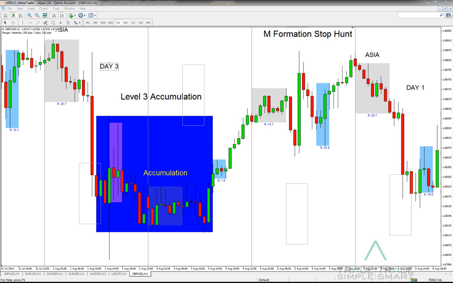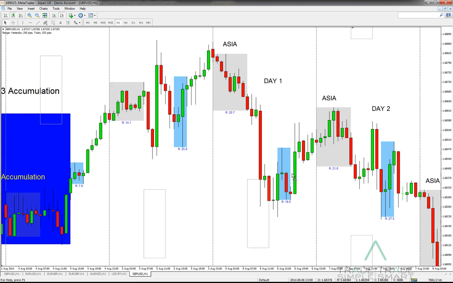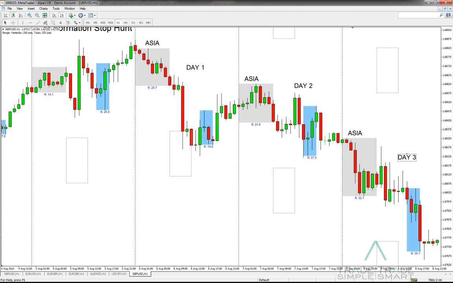And in this case, after the period of manipulation, they move the market back down towards the downside. So they have continued the prior trend. And we see again a move to the downside on day one, period of accumulation. We then get our second move to the downside, accumulation, and then our third move to the downside.